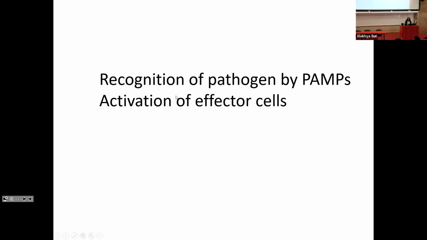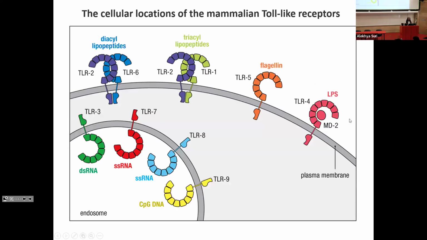the recognition of that by receptors on macrophages and immune cells, which activate those immune cells. So these are the PAM receptors, the receptors on the macrophages that recognize the PAMPs. They are called toll-like receptors.